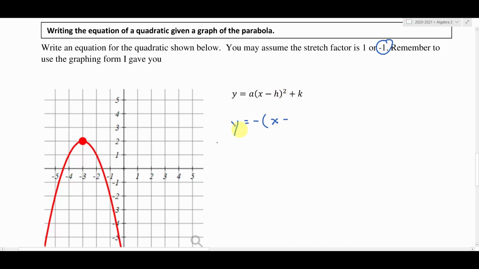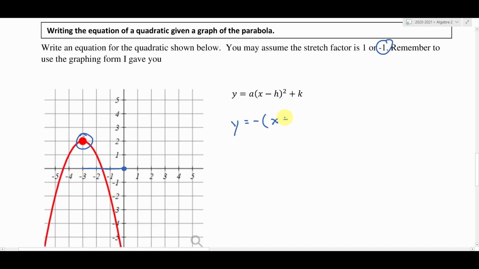Right, and the h value, we can determine the h value by looking at how far to the left or to the right the vertex has moved, right? So I'm focusing on this point and using it to determine how far left or right and how far up or down it has moved. Because if it wasn't moved at all, that point would be starting here. Okay, so if I look from here to here, that means I moved to the left 3.